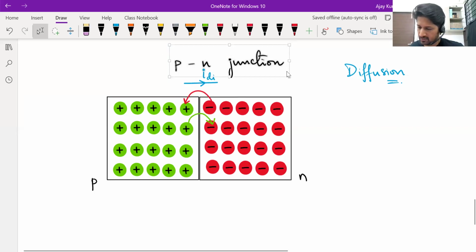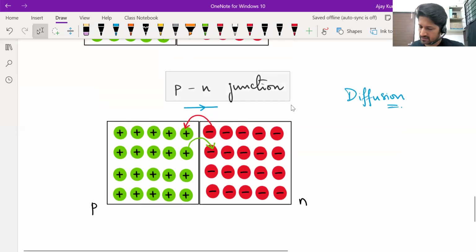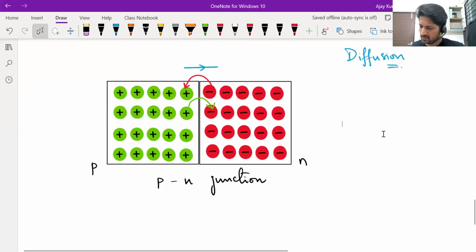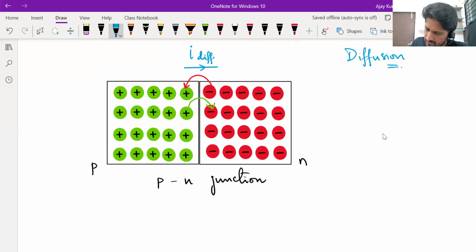This term is very important. Simply because of the concentration difference, charge carriers move over from one region to another region. As a result, there will be a current, and that current is called diffusion current. And diffusion current will always be from P to N. Whether it's electrons diffusing or holes diffusing, the current will effectively be from P to N itself.